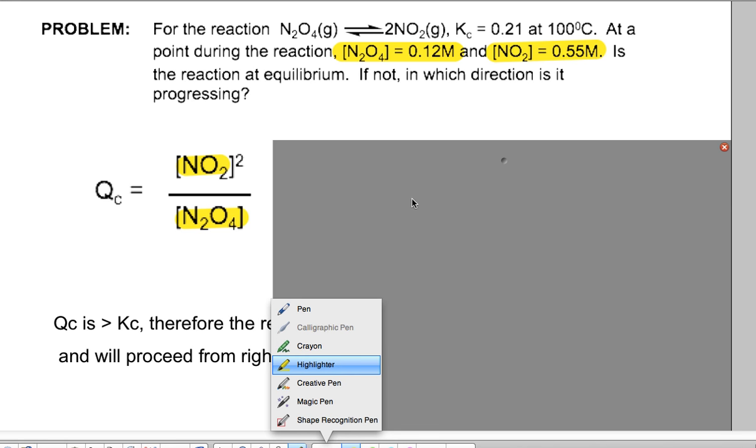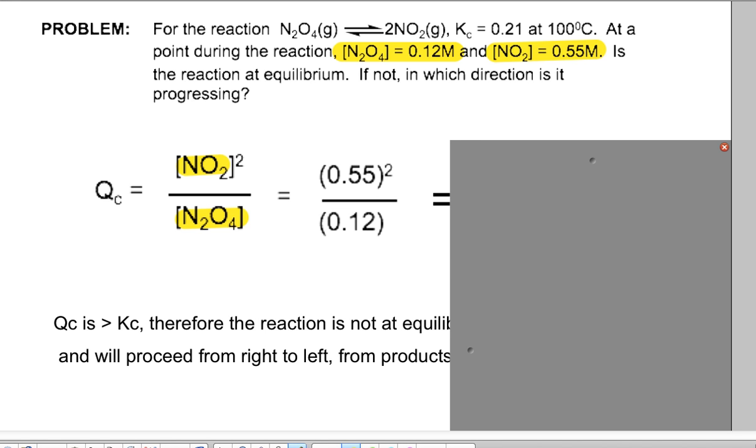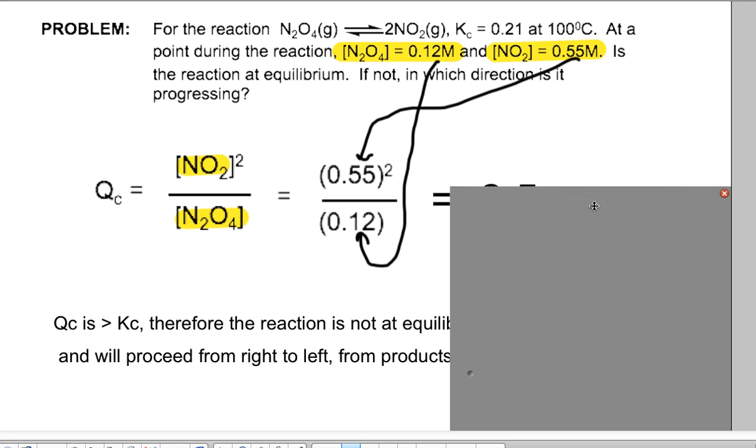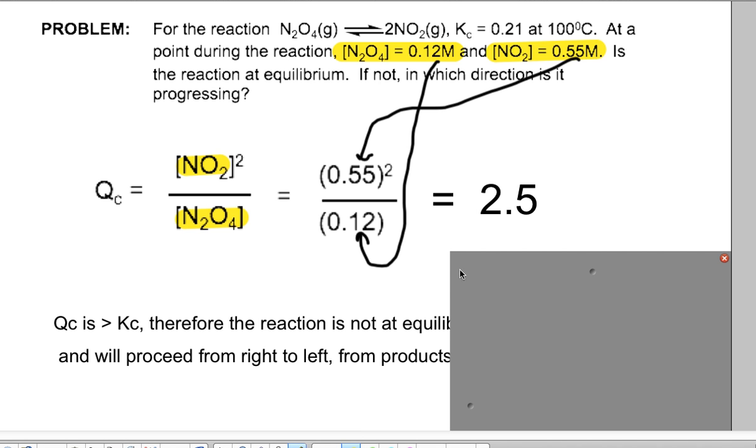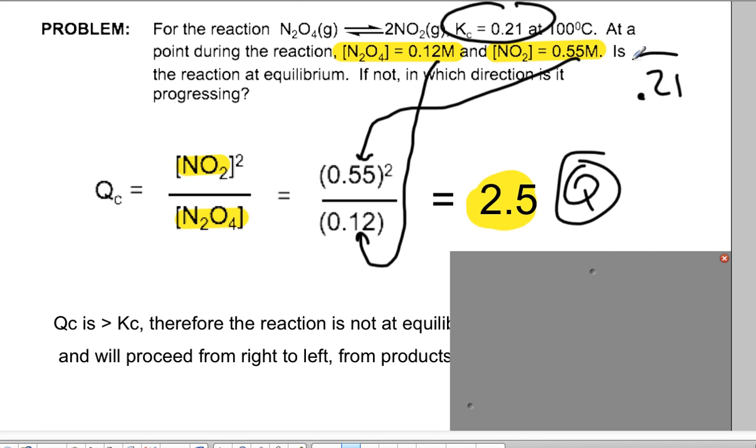So then basically what I'm doing is I'm going to take the 0.55, drop it in the top and square it, 0.12, drop it in the bottom, do a little mathematics, bam, and I get 2.5. That is my Q. My Q is 2.5. My K is 0.21. That's my C world. So at this point, I compare the two numbers. Well, my Q is larger than my K.